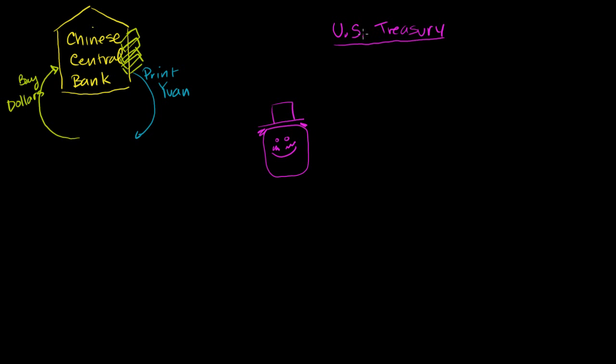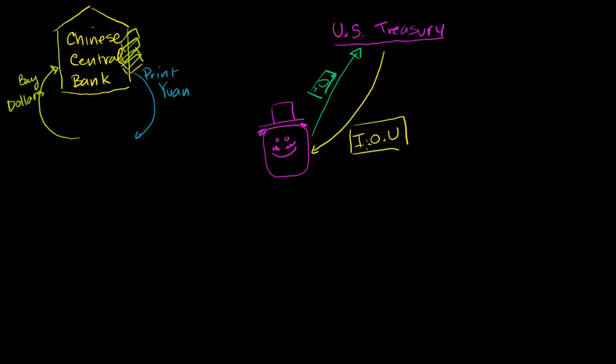Just to give a review, when the US government wants to borrow money, people hand the US government money. I'll draw it as a dollar bill right over there. They hand the US Treasury money, and then the US Treasury gives them an IOU. This IOU is what a Treasury bill is.